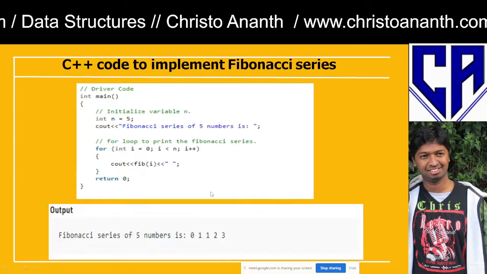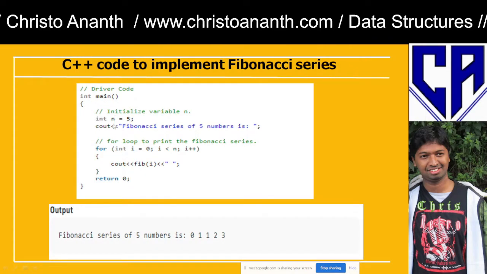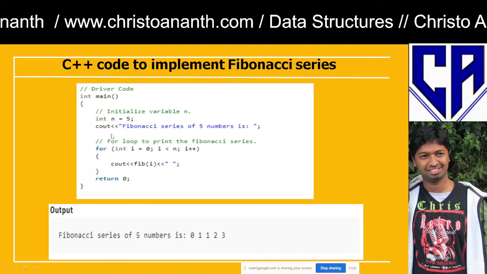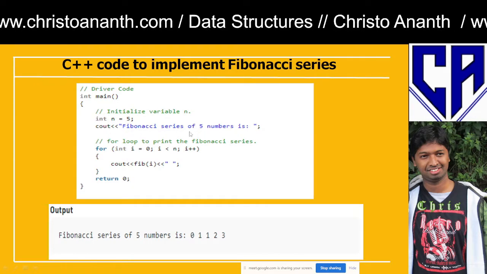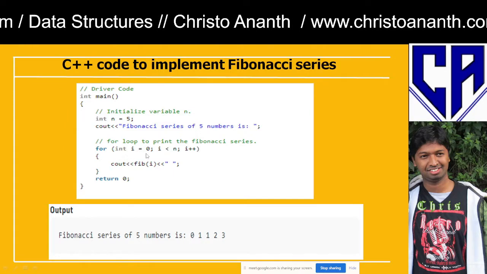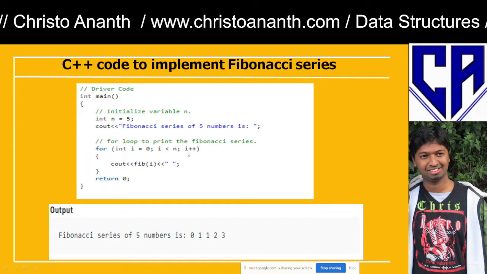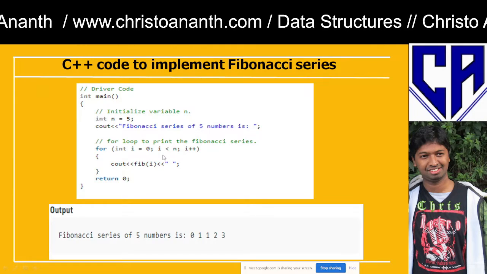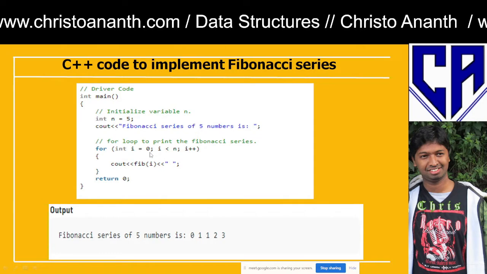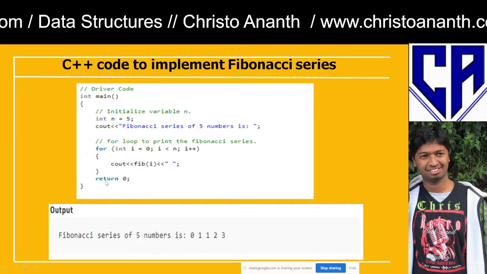Here in the driver code, in the int main function, we initialize variable n, so int n equal to 5. cout "Fibonacci series of 5 numbers is", then you have a for loop, int i equal to 0, i less than n, i plus plus. As long as it is less than n, it is going to print the value and increment i. So cout fib of i, and it is going to return 0.